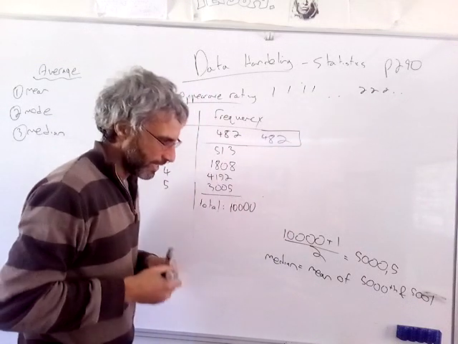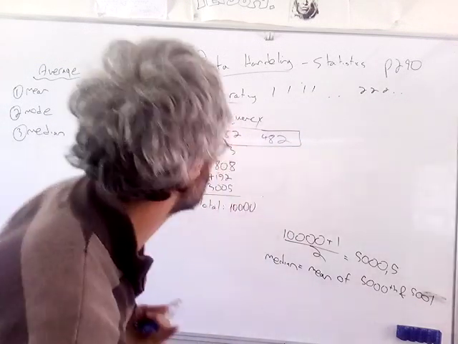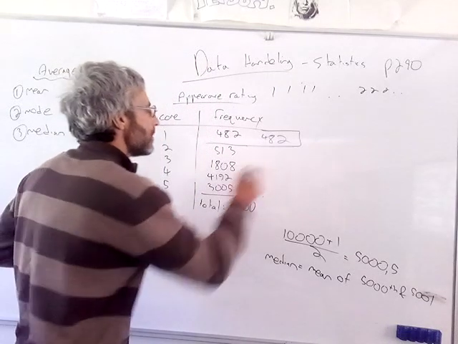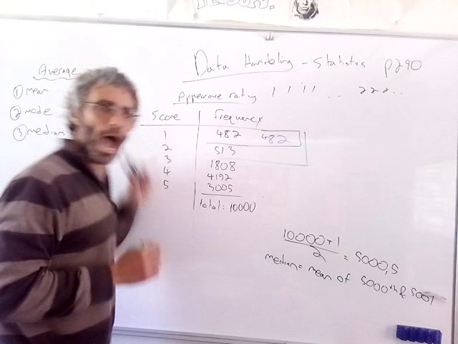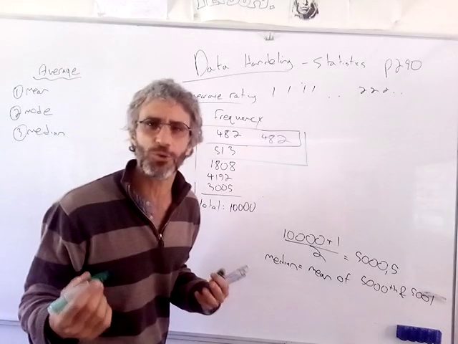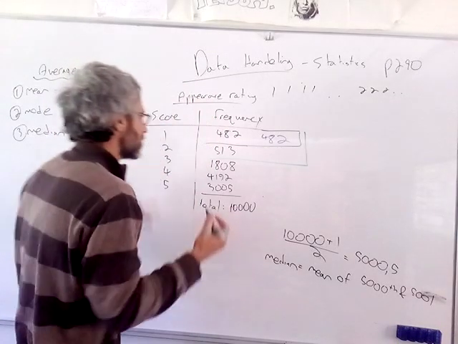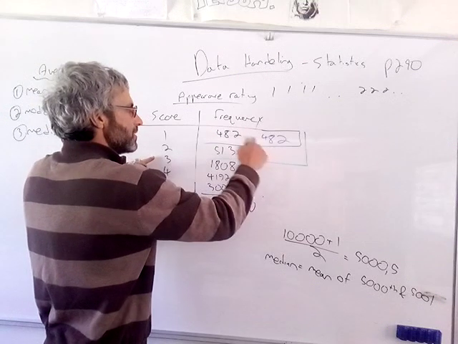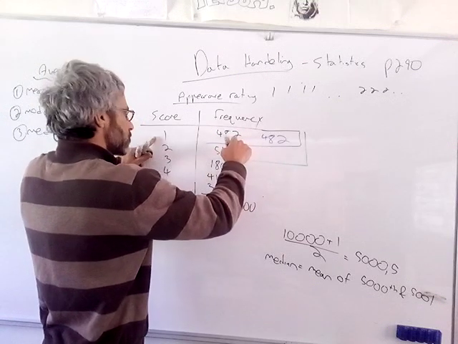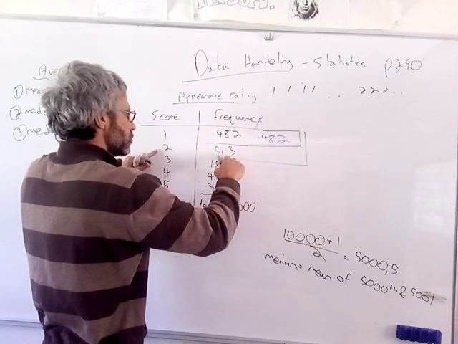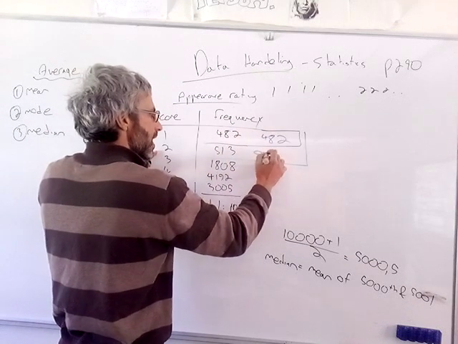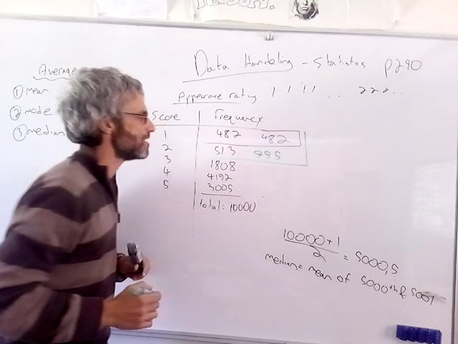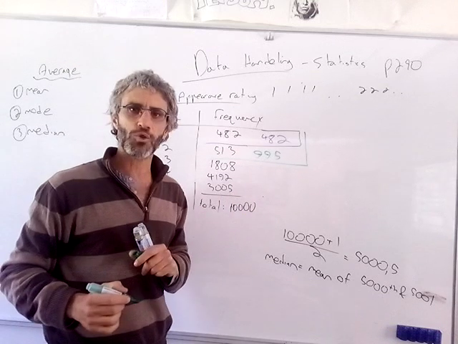Now, next thing, I'll use another color to try and make it clear. Let's say I ask how many people gave a score 1 or 2. So up to score 2. You'll see why I am doing it in a second. So how much would that be? Well, that's going to be 482 gave score 1, 513 gave a score 2. So up to score 2 is going to be, I'm just going to add up, 995. So 995 gave up to score 2.